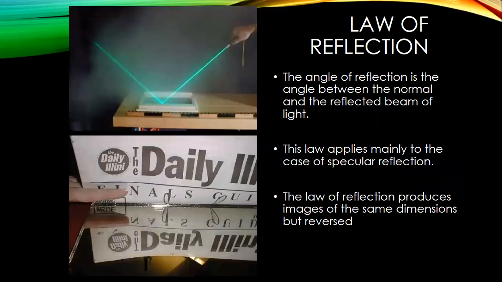Here's a very nice example showing specular reflection off of a smooth surface, but also enhancing the view of the beam using smoke particles. Basically, this is an aerosol of either smoke, fog, or something that can be scattered by the laser light. Now, most of the laser light makes it through, so we can see the beam, the incident beam, striking the surface and then being reflected. And again, it's the law of reflection that's going to allow us to take an image like this top of the newspaper right here and invert the image as it's reflected off of the surface.